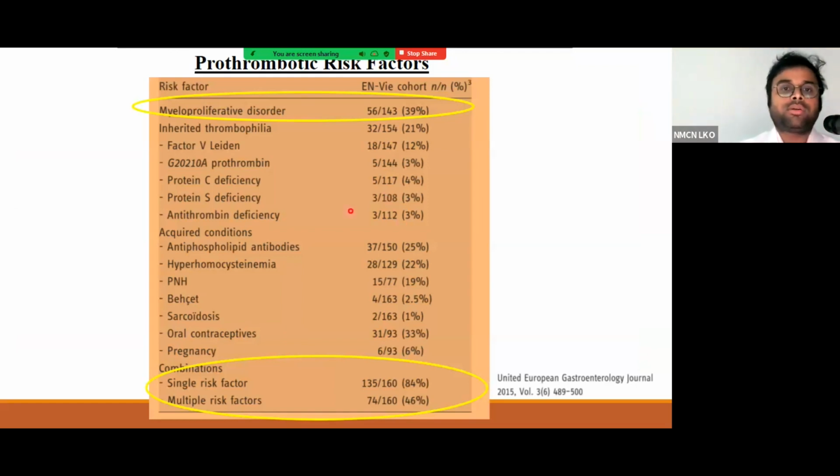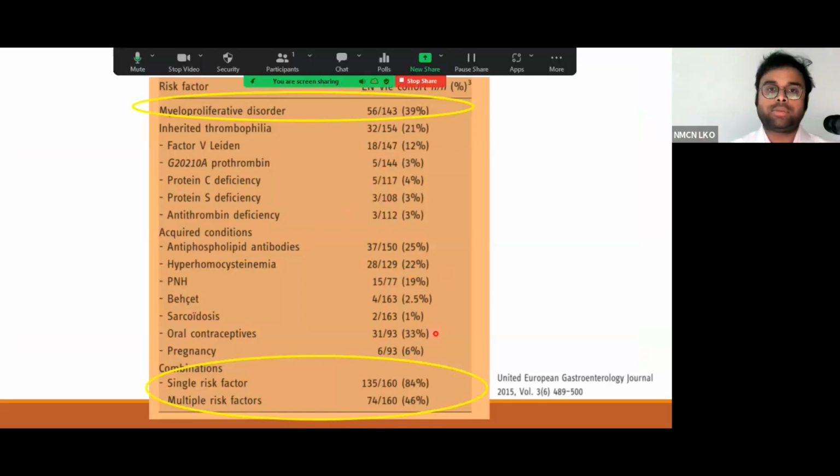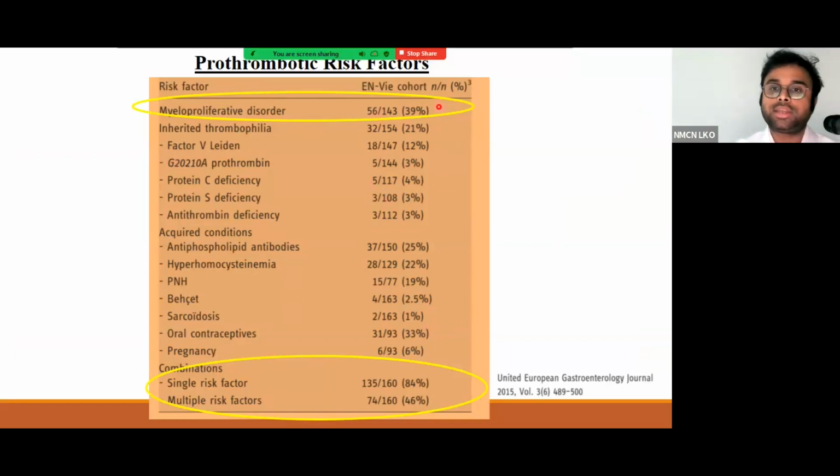So a study was done on a European cohort about various prothrombotic risk factors for Budd-Chiari syndrome. Myeloproliferative disorders were the most common, with 39% of the cohort. Then were the inherited thrombophilias. Also, it was seen that a single prothrombotic risk factor was found in 84% of the cohort, whereas multiple risk factors were found in 46% of the cohort.